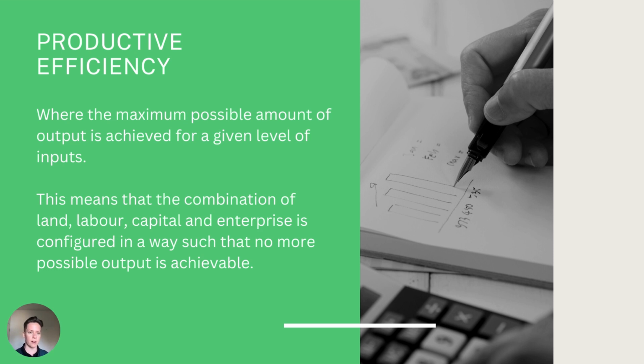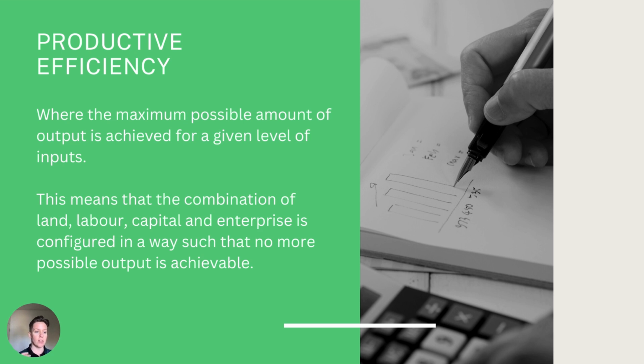So I want to start with productive efficiency. This occurs where the maximum possible amount of output is achieved for a given level of inputs. Okay, when we say inputs, we mean resources. So our land, labor, capital, and enterprise is being used to the best of its ability. That means that we are minimizing waste.